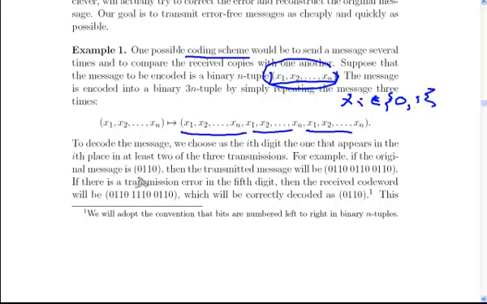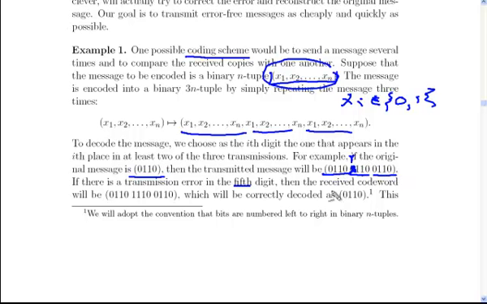He gives an example here. Suppose the original message is 0110, and here's how it will be transmitted: you transmit that message 3 times. Now suppose the noise causes a transmission error in the 5th digit. That means the 5th digit isn't received as 0; it's received as a 1. So what the receiver sees is 0110, 1110, 0110.